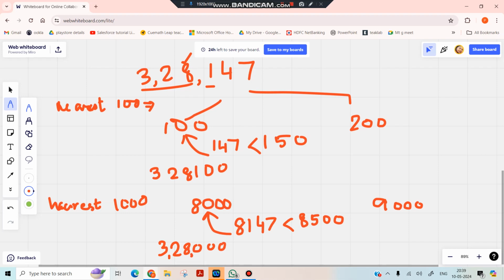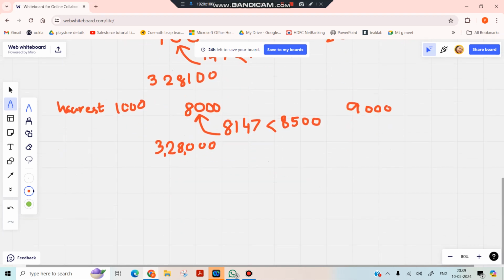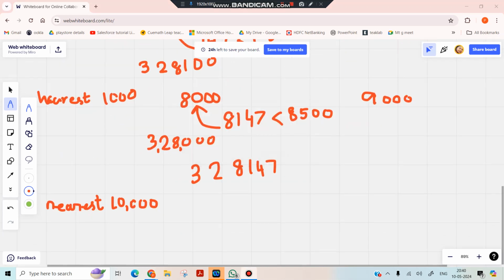Now suppose we want to round it off to the nearest 10,000. I have written down the number again. So which digit is in the 10,000's house? It is 2. That is 20,000. So what is my lower 10,000? It is 20,000. What is my upper 10,000? Obviously, the next 10,000 after 20,000 is 30,000.